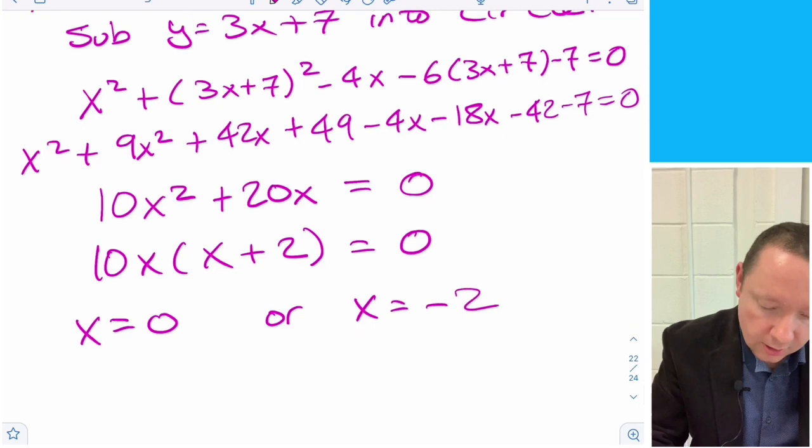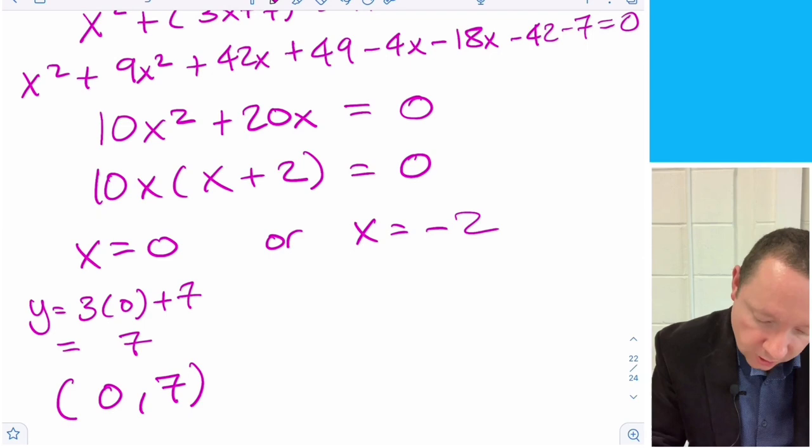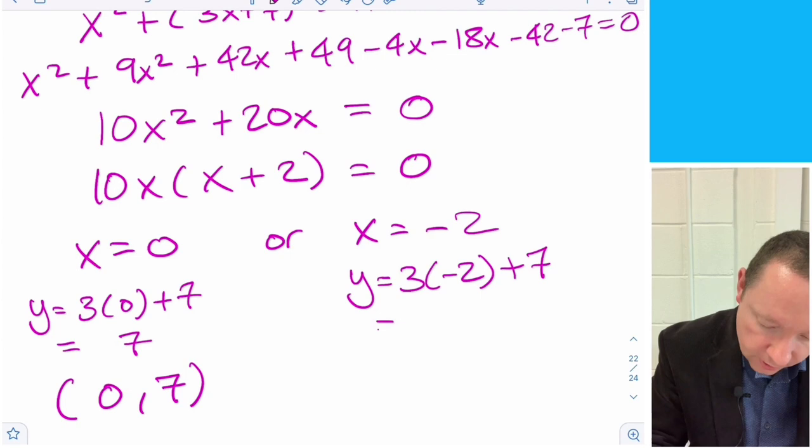To get our y's, we can just substitute them in. So at x equals 0, y equals 3 times 0 plus 7, which equals 7. So the first point we get is (0, 7). And at x equals minus 2, we get y equals 3 times minus 2 plus 7, minus 6 plus 7. That's 1. So our second point is (minus 2, 1). So there's our P and there's our Q.